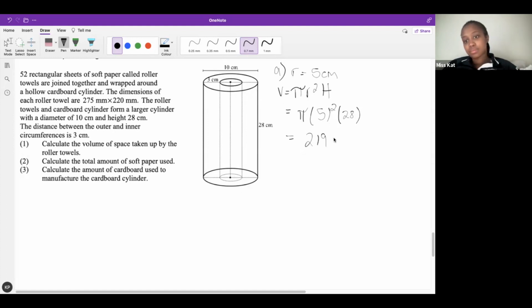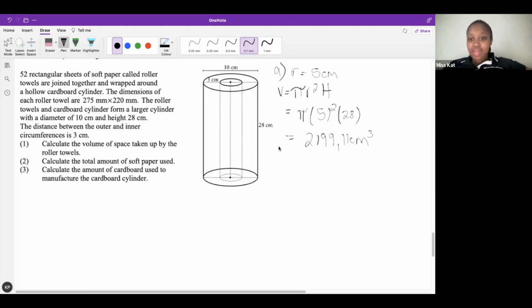Okay, so volume for the big cylinder is 2,199.1 centimeters cubed. Just one. Okay, then let's keep it at 1. There we go.